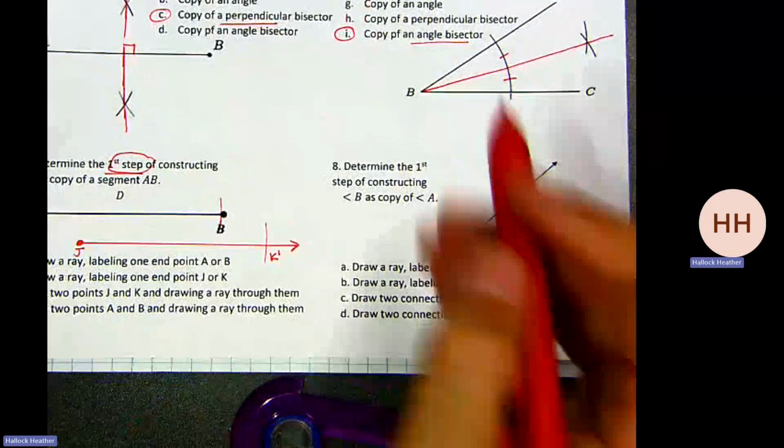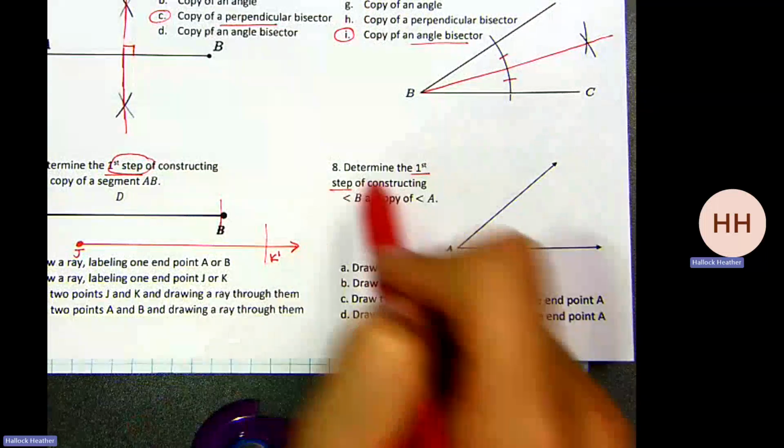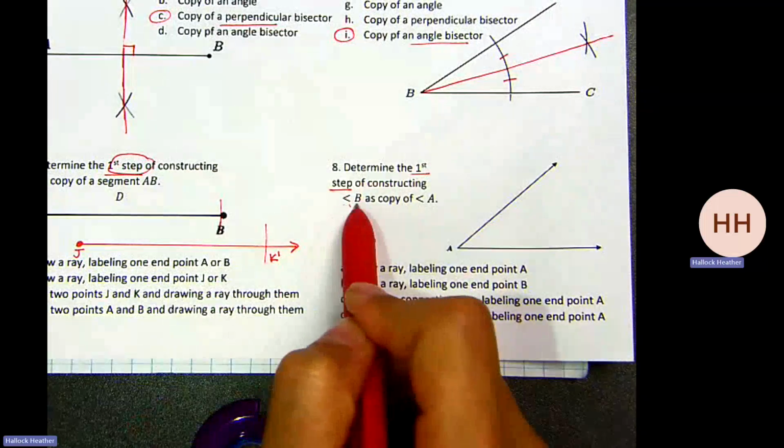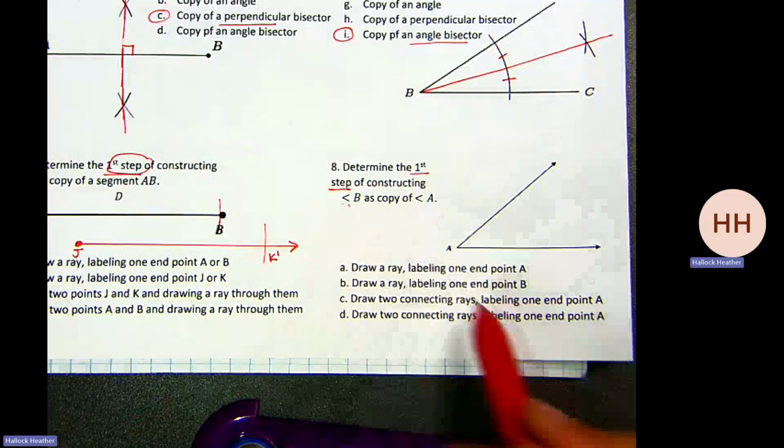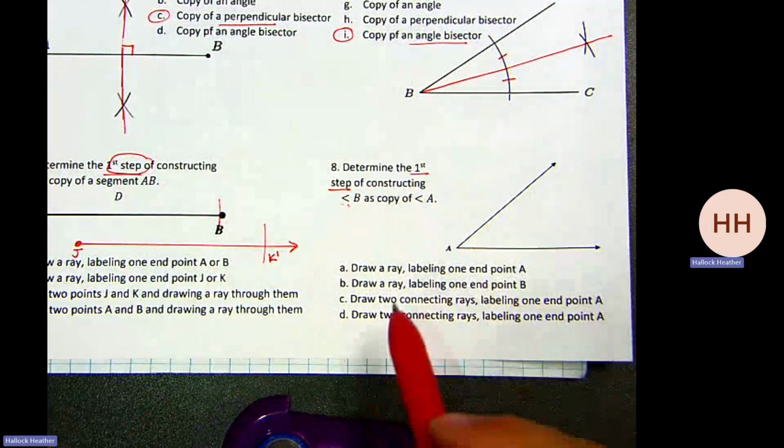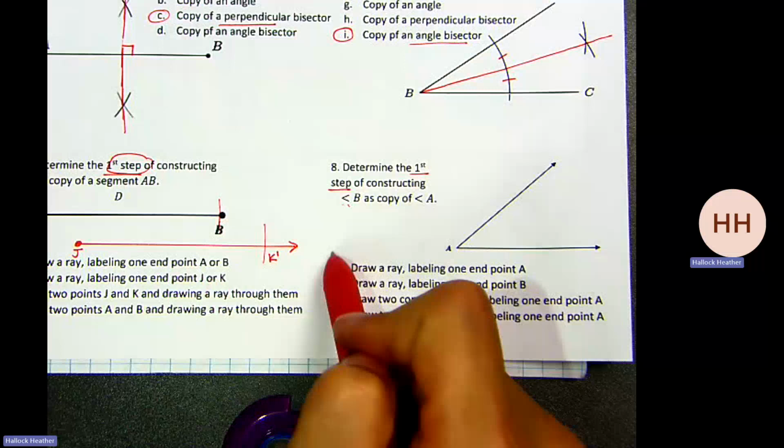For 8, the first step in constructing an angle B as a copy of angle A. So if this is angle A, the first thing I would have to do is draw a point.